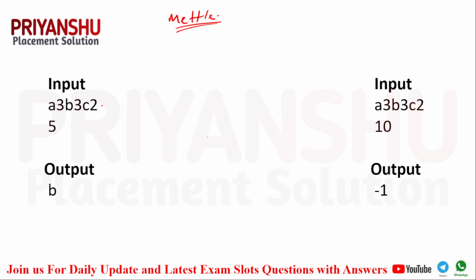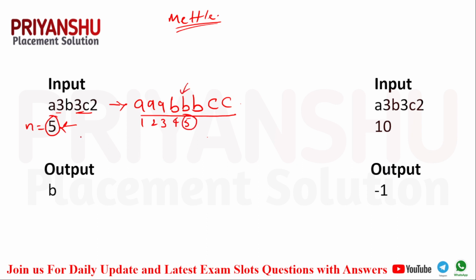So basically in this question we need to convert this given string into a new string. In the new string, whatever is written, like a3 means aaa, b3 means bbb, c2 means cc. So this is our final string. Then after it they will input an integer, and you need to return that value. Means first, second, third, fourth, and fifth. So the fifth value is B. The fifth character is B. So you need to return this.